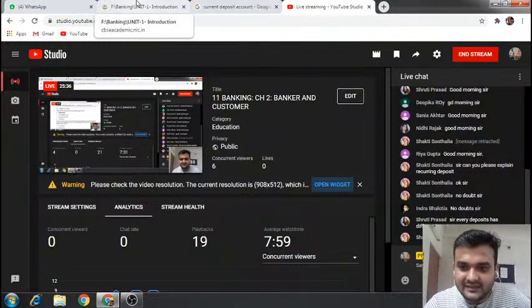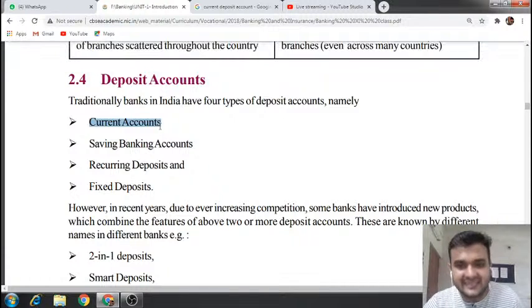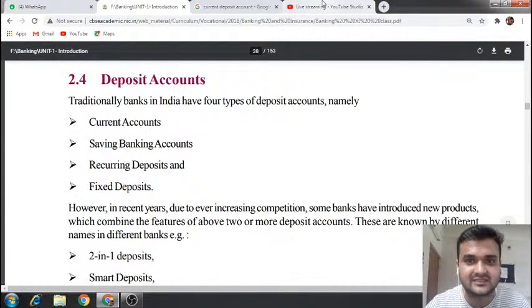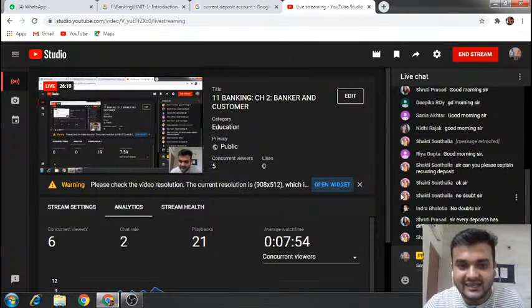If for example you are opening a current account, you will get different interest. Okay, if for example you are opening a savings account, it's around 4% or 5%, in between 4 to 6%. Recurring, it's in between 6 to 8%, and for fixed, it's in between 7 to 9%. Okay, so for every deposit there is more and more interest. The interest rate differs for every deposit. Clear?